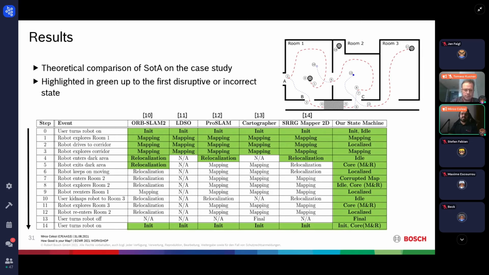As long as the system produces consistent results, we highlighted the corresponding cells on the table. It is therefore plain to see that all the competitors incur in wrong state transition handling before the end of the run. For example, as soon as OrbSlam2 loses track at point 4, it always tries to relocalize in the previous map, discarding all the upcoming measurements.